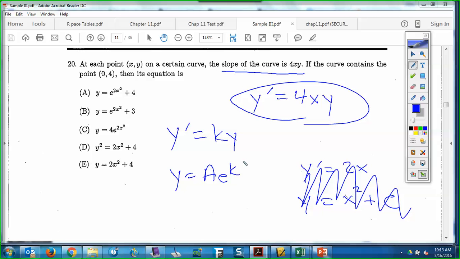It's an exponential. It's y equals Ae to the kt. So if this was y prime equals 4y, we could do it right now. If this had been y prime equals 4x, we could do it with an antiderivative. If this had been y prime equals 4y, we could have done it because we memorized it to be Ae to the kt. But since it's y prime equals 4xy, we couldn't do this.